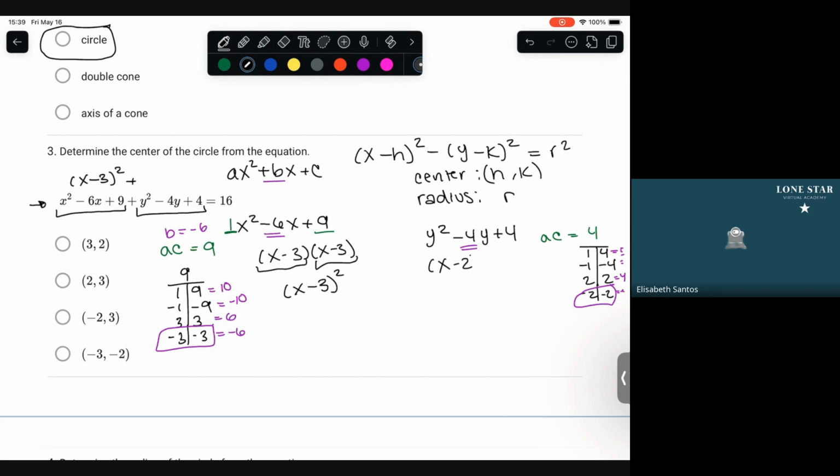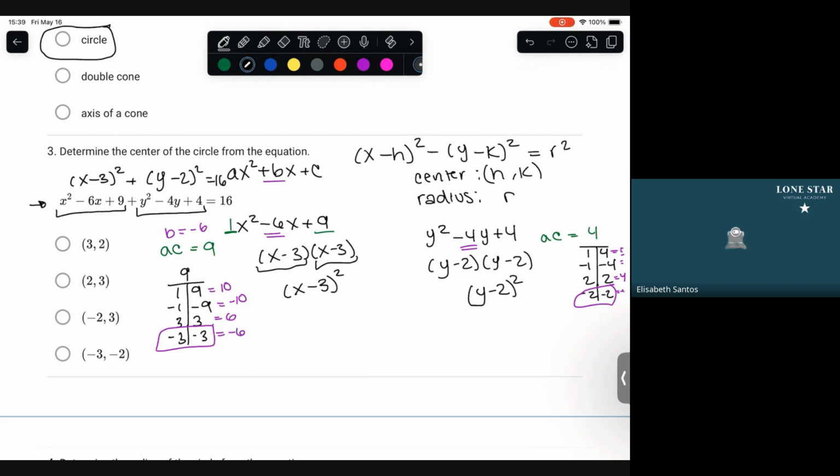So we get (y minus 2) times (y minus 2), and since those are the same factor, you can rewrite it as (y minus 2) squared. Oh, and those are not x's, those are y's, because we're working in y terms. So this would be (y minus 2) squared, and it equals 16.